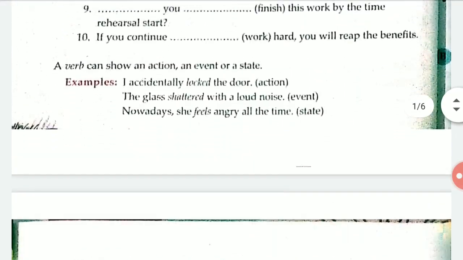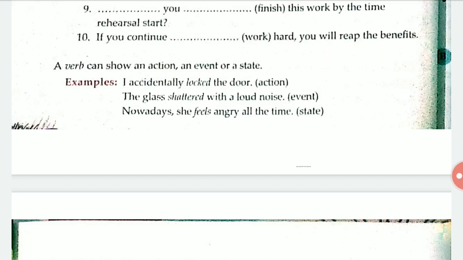Here we'll see that a verb can show an action, an event, or a state. What can a verb show? A verb can show an action, an event, or a state. Okay. How? Let's get clear from the examples given below.